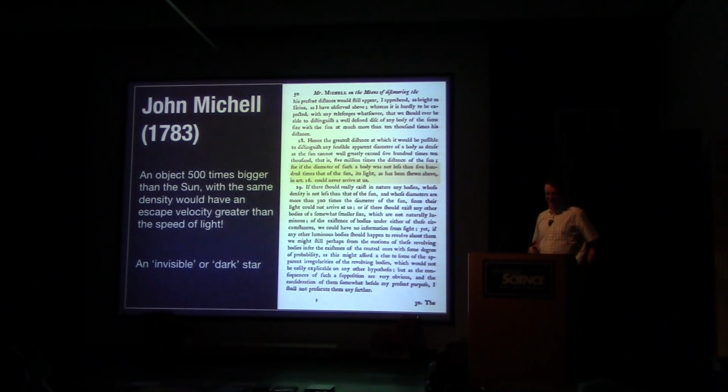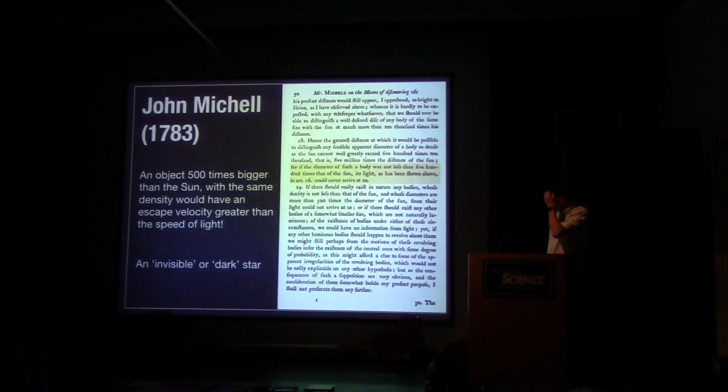And he says, if you were to make an object 500 times bigger than the Sun with the same density, it would have an escape velocity that's greater than the speed of light. So he's actually conceived the idea of a black hole here for the very first time, although of course he didn't call it a black hole. And this is the idea of an invisible or a dark star.